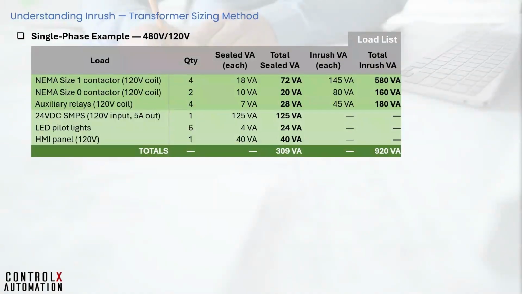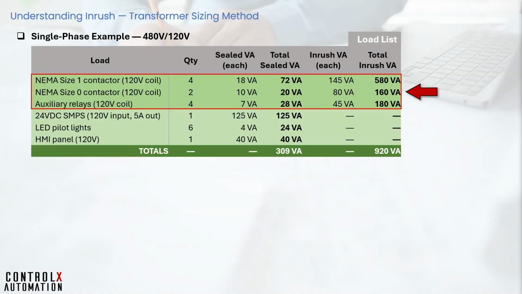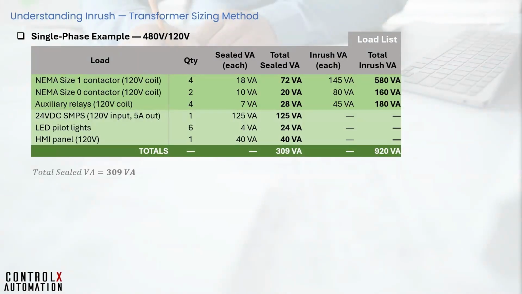Okay, let's look at some examples. We'll start with a simple single-phase transformer sizing calculation. Step 1 was to compile the load list. So here's the list of loads for my small control panel. Here I've identified the electromagnetic switching loads and their inrush VA is listed in addition to their sealed VA. I got these specs from their respective datasheets. From the list, we can see my total sealed VA is 309. This is the continuous rating that the transformer must supply during steady state operation.